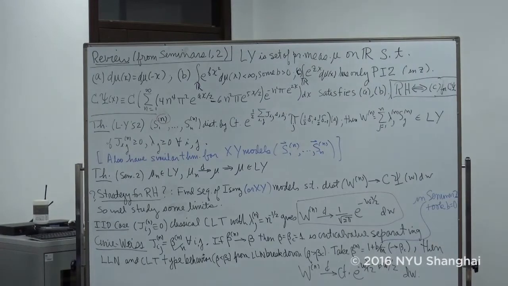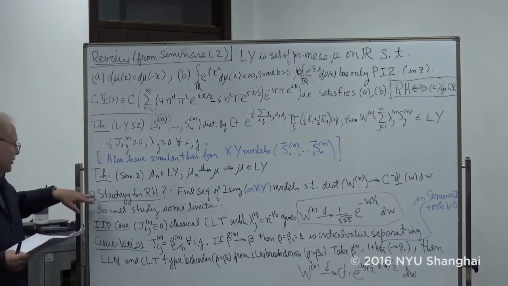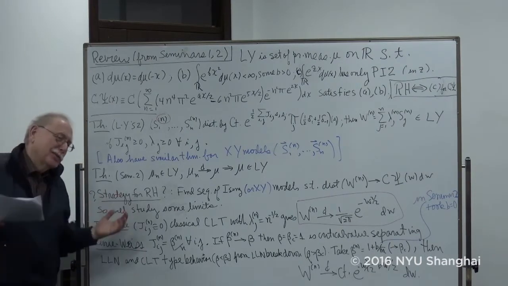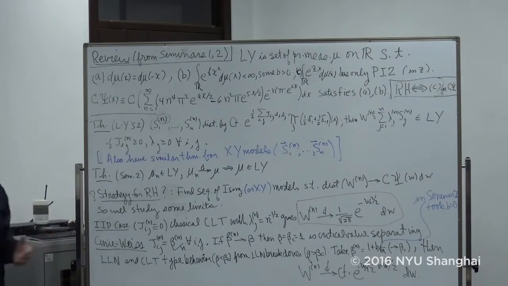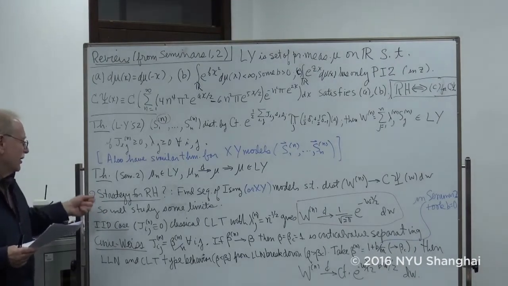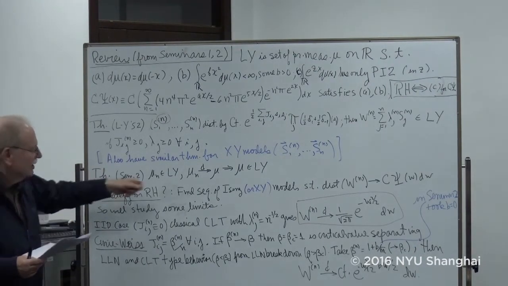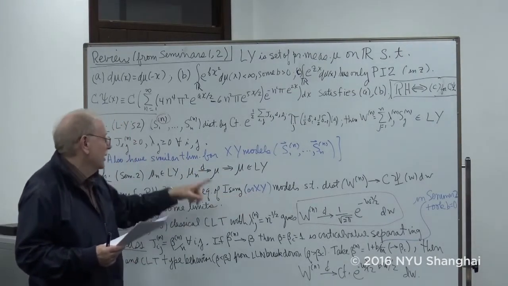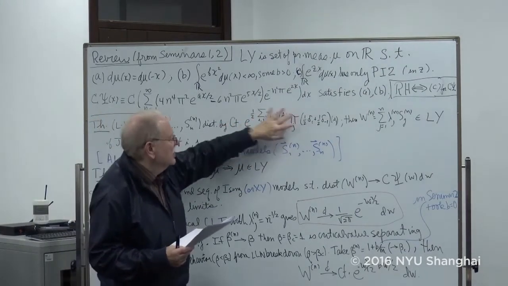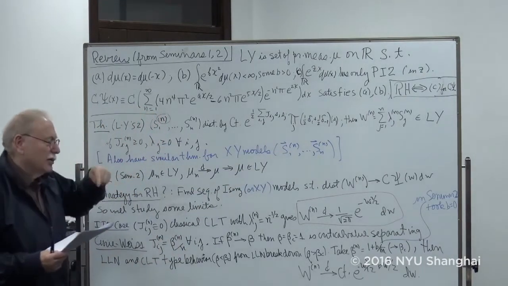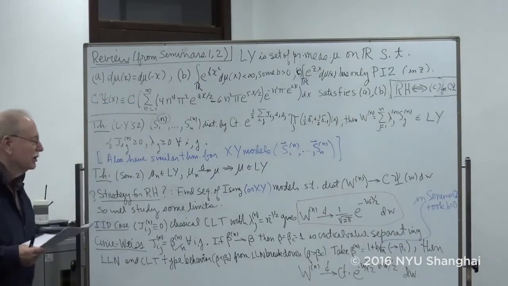So a possible strategy, and nobody knows if it's a good strategy until it works or doesn't work, would be to find a sequence of these kinds of models, either Ising models or another one we mentioned last time, an XY model. XY models are similar to this, except the basic variables are vector valued instead of real valued, taking values on the unit circle.